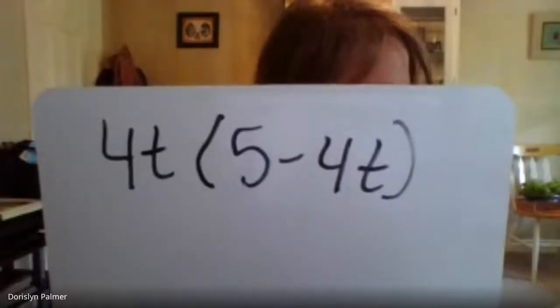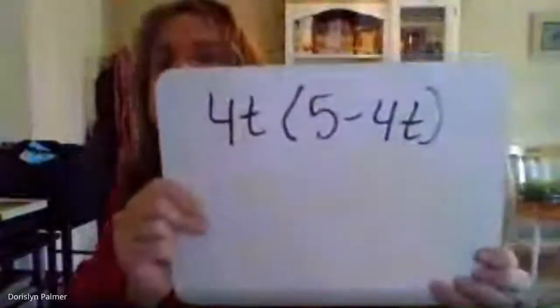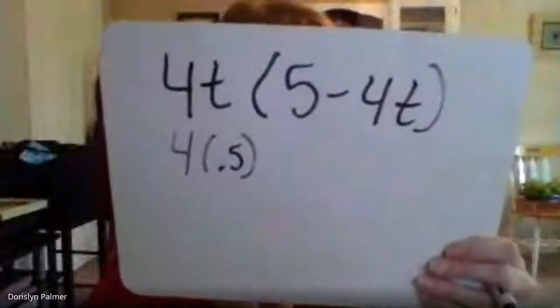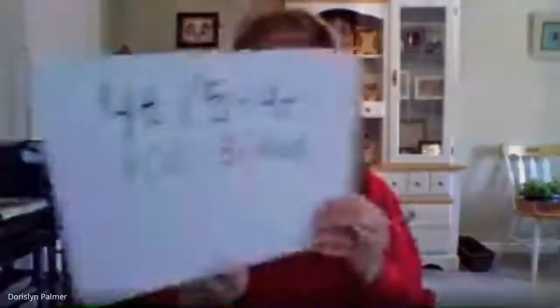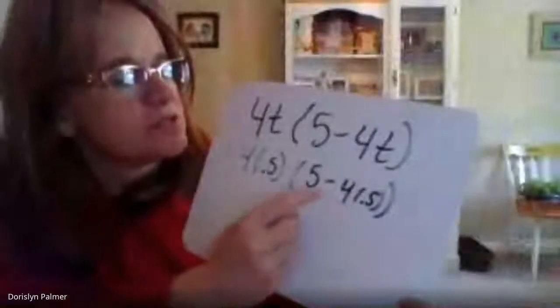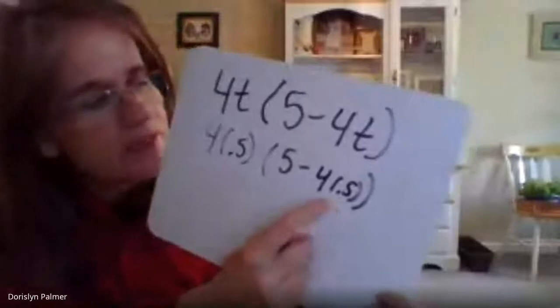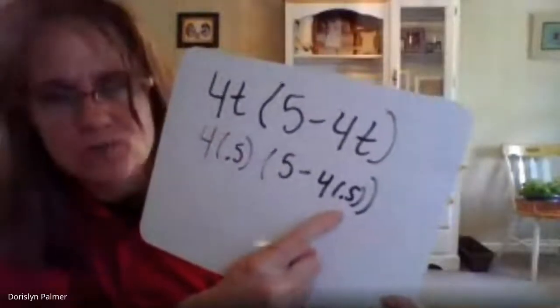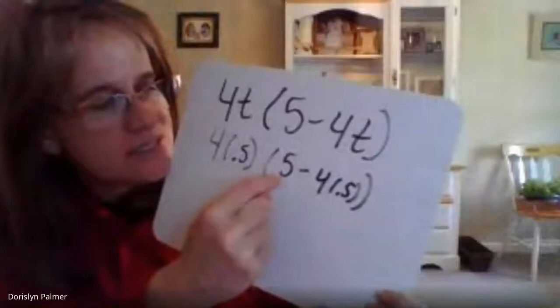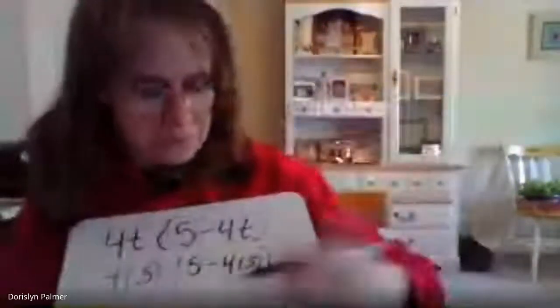The t is time, okay? So all we have to do is put in 0.5 wherever you see a t. So we're going to do 4, and we're going to put in a 0.5 for t, and then in parentheses, 5 minus 4 times 0.5. Let's work in our parentheses first. 4 times 0.5, which is just half. So 4 times 0.5 is 2, because half of 4 is 2. So this is 5 minus 2. That's going to be 3.